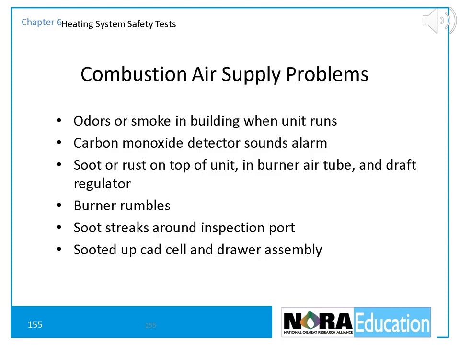Here are some hints that there was an air supply problem at one time. Odors or smoke in the building when the unit runs. Carbon monoxide detector sounds an alarm. Soot or rust on top of a unit, in the burner air tube, and in the throat of the draft regulator. Customer complains about the burner rumbling. There are soot streaks around the inspection ports, and of course a sooted up CAD cell and drawer assembly.